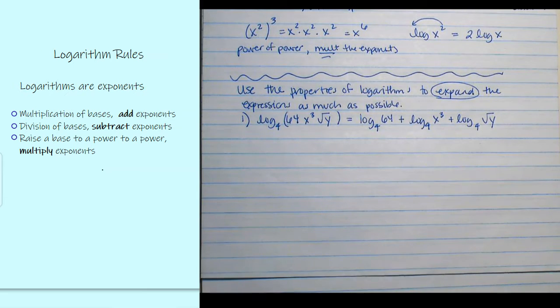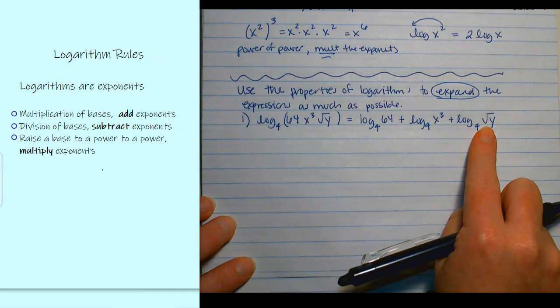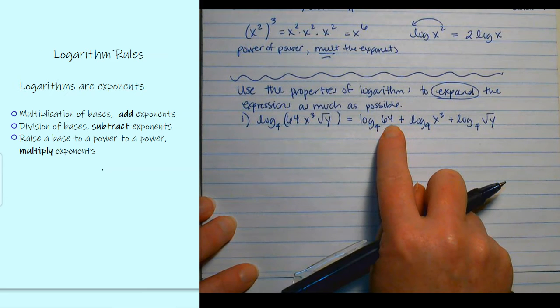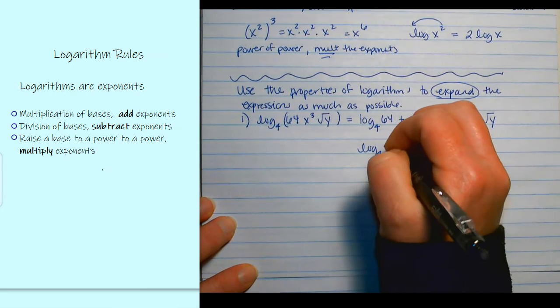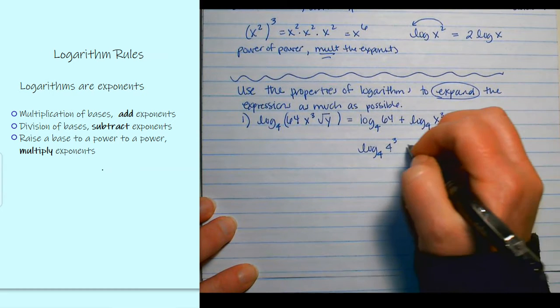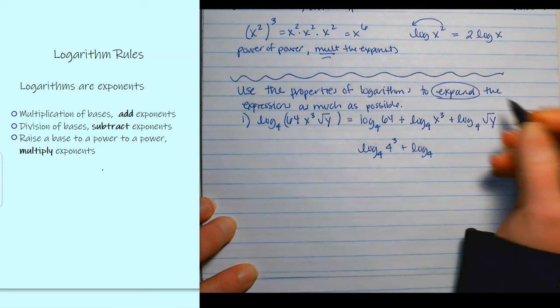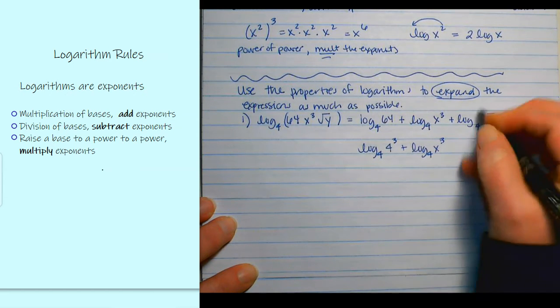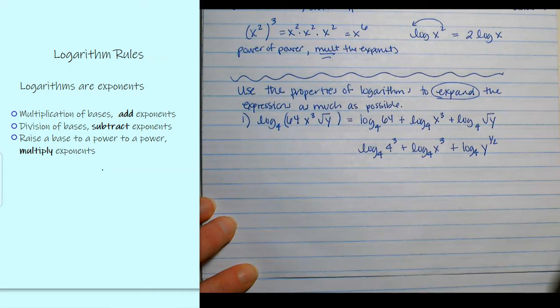Now I'm not done because the directions say expressions should be expanded as much as possible. So I need to go to each of these and see if I can rewrite them even further. 64 I'm going to write as log base 4 of 4 cubed plus log base 4 of x cubed plus log base 4 of y to the 1/2 power.